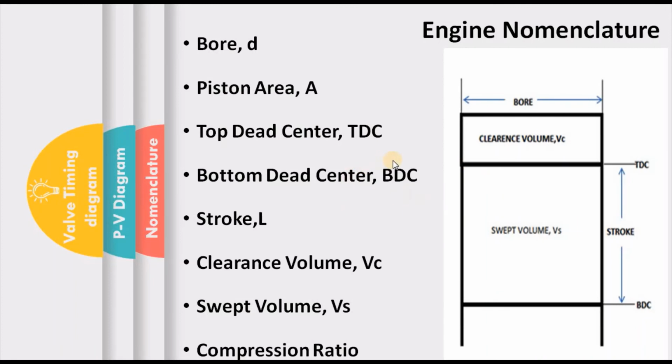Now before going to the next slide, here is one term we need to discuss with respect to D and L. When the diameter of the cylinder is equal to the stroke length, it is called a square engine. When D is less than L, it is called an under square engine. And when D is greater than L, it is called an over square engine.